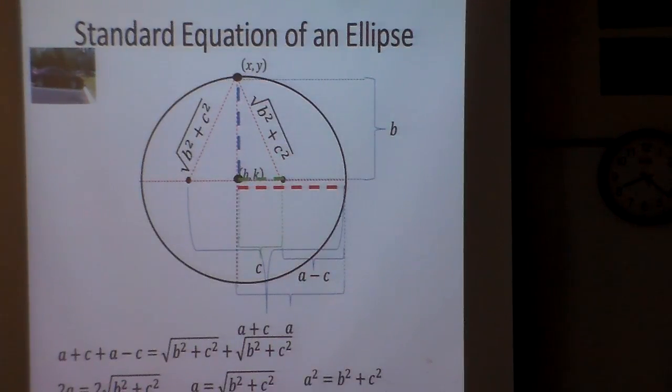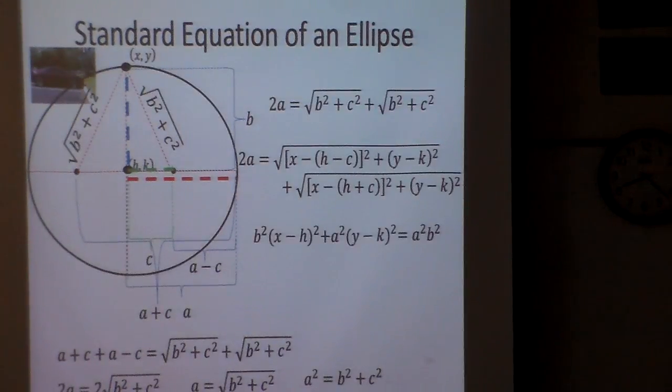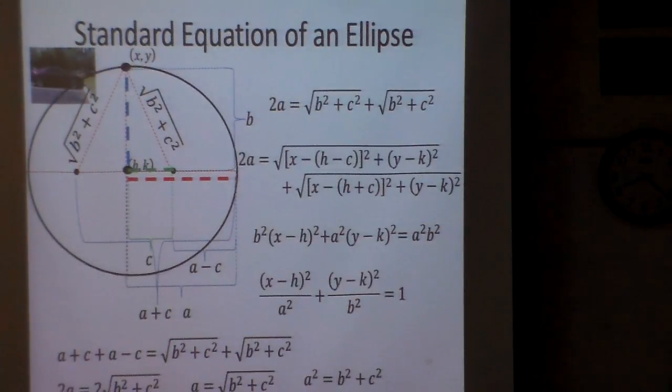If I square them, A squared would equal B squared plus C squared. Yay! Then also what would be true is B squared would equal A squared minus C squared. It's not written up there. And C squared would equal A squared minus B squared. And hence we put all that together and we end up with the formula for an ellipse. Here's the formula for the ellipse.